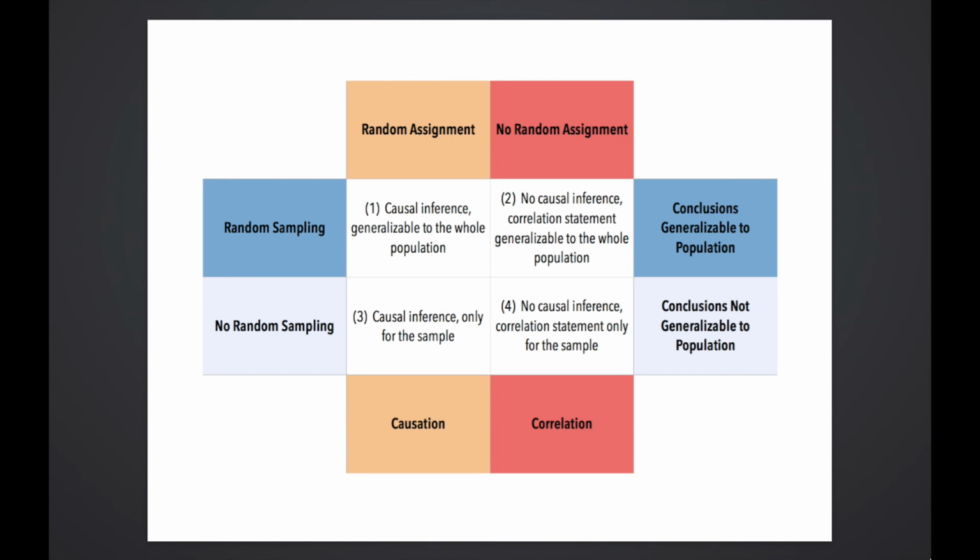A lot of observational studies look like this when the researcher can take a random sample but doesn't have any control over assignment into treatment and control because it's not an experimental setting.